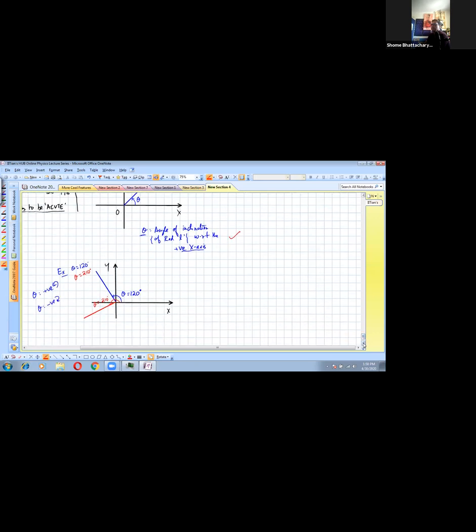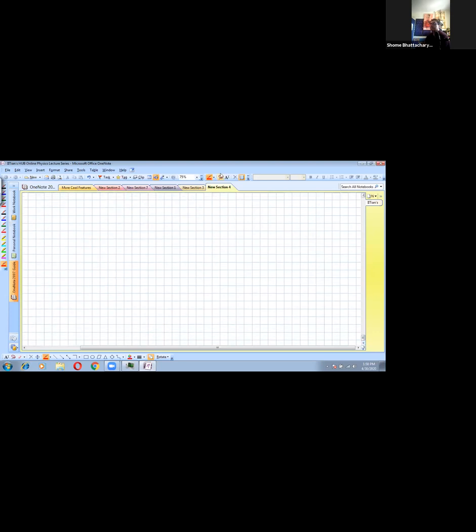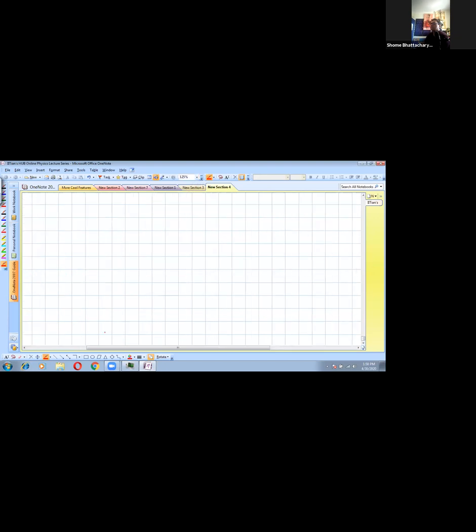Okay. Now, once we have understood theta, let us understand how we define sine theta and cos theta. Okay. So what is sine theta, cos theta, and tan theta in the XY plane? So these are defined.